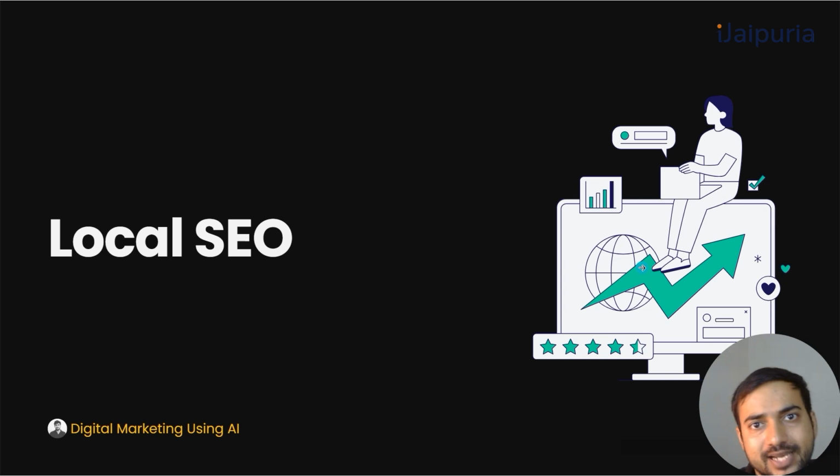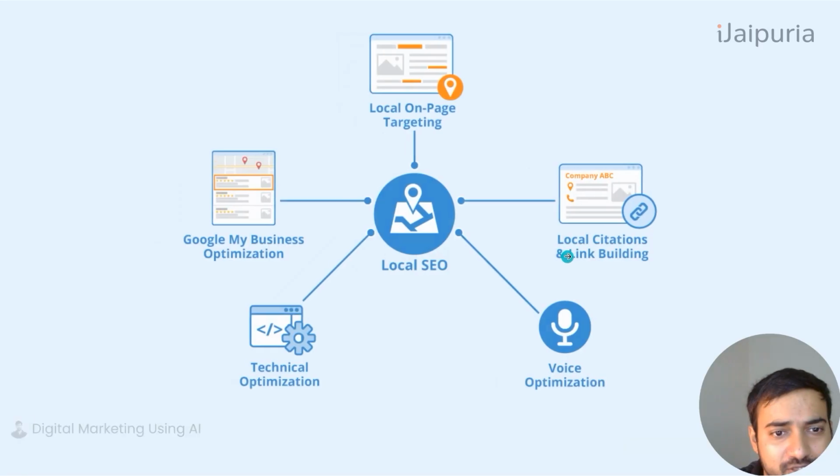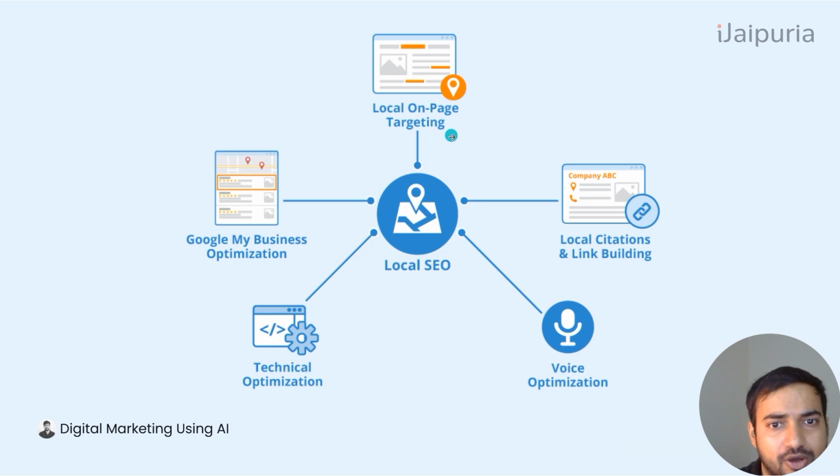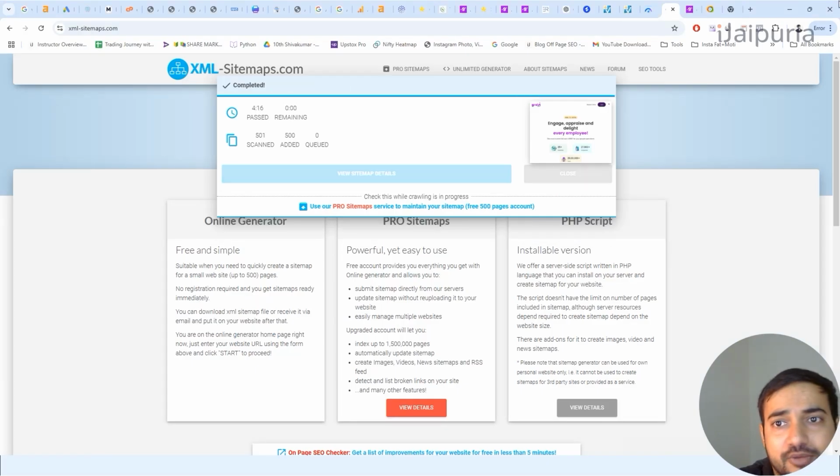Local SEO means local search engine optimization, which involves multiple things like local on-page targeting. If you have created your website and you want to rank for a particular location, then you can start adding location keywords on your website. Let's suppose I want to rank my website for a local dentist, like best dentist in Bangalore. This is the keyword I'm going to mention on my website.